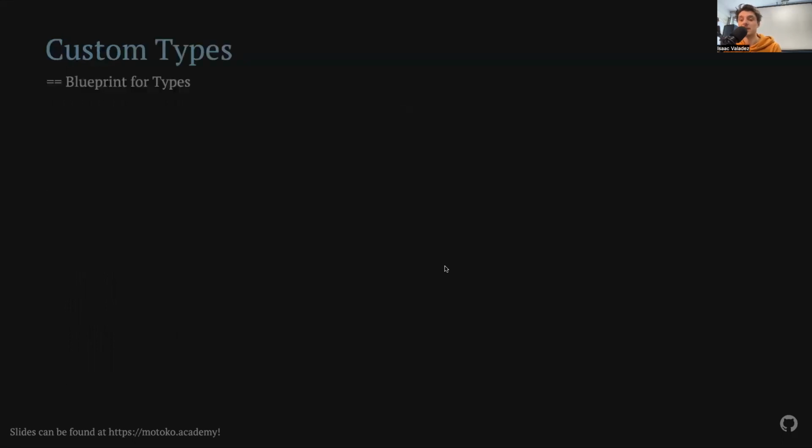So custom types, again, stepping back, pretty easy. I would describe it as a blueprint for types. The first option is that it's just another name for a primitive type. So I can just say my text equals the type text, but I can also make it a little bit more complicated than this.